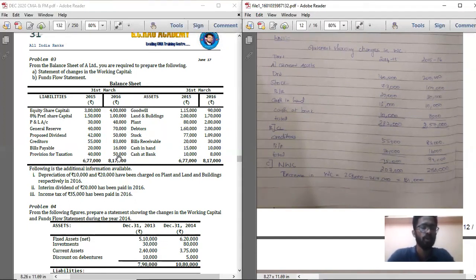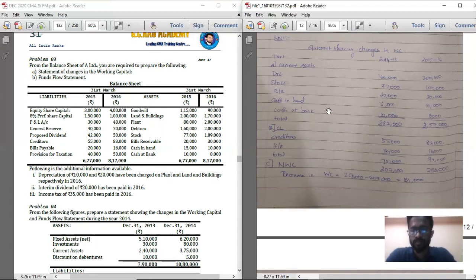So you should open a separate provision for taxation account and find what is the current year provision for taxation which has been transferred to the P&L account. That one you should take to the P&L adjustment account.